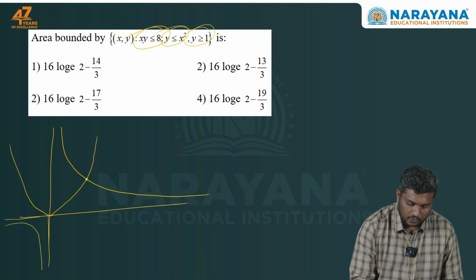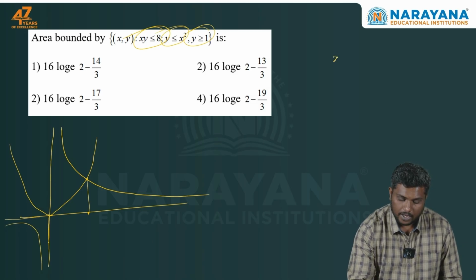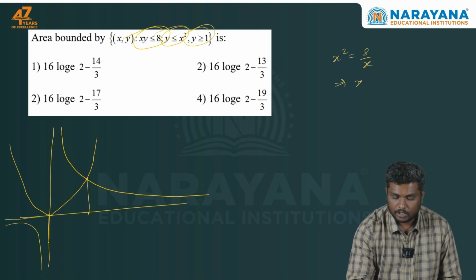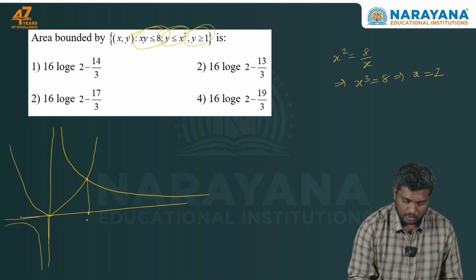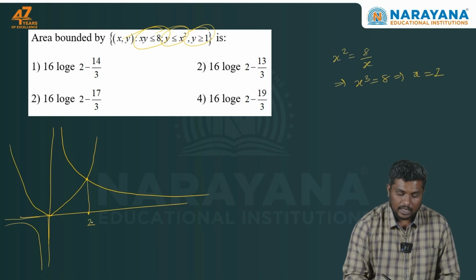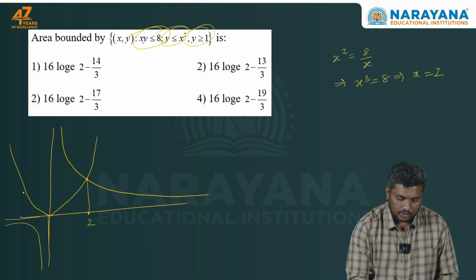So first, guys, let us find what this point is. This point is the intersection of x square and 8 by x. So x cube is equal to 8, which implies x is equal to 2. So this value is 2. And guys, there is a line y greater than or equal to 1, which means y is equal to 1.